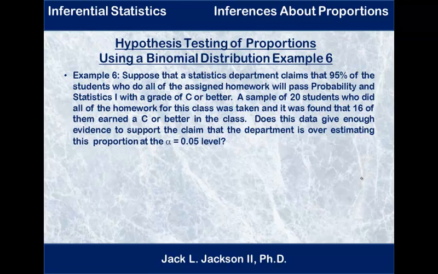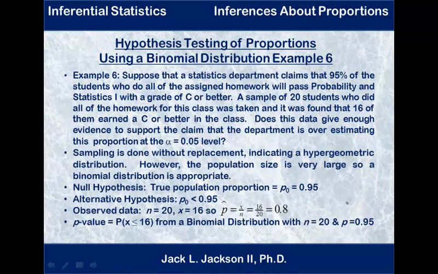So 0.8 is our p hat. Notice that is less than 95%, so there's a possibility that the department is overestimating, that they're too high. So this is actually a left-tailed test of hypothesis. The sampling is done without replacement, indicating a hypergeometric distribution. However, the population size is pretty large, so a binomial distribution could be appropriate. And it's really the only thing we can do anyway because they didn't tell us the overall population size. Had they done that, we might have used a hypergeometric.